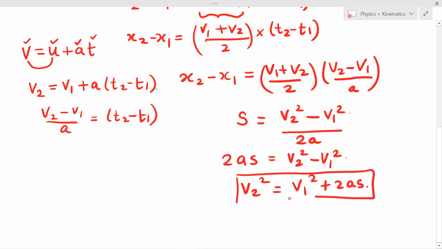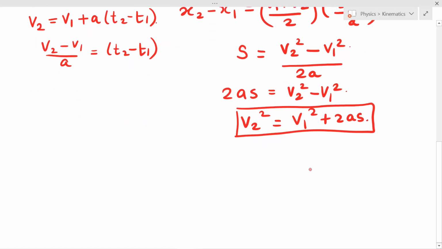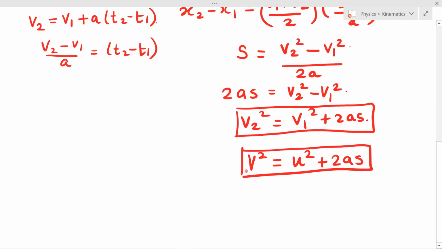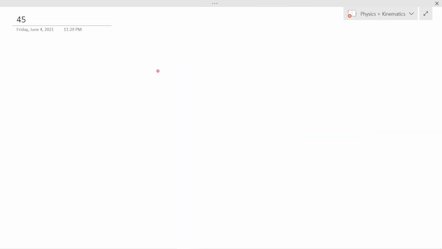This is the formula. And if v2 is v, that is the final velocity is v, and initial velocity is u, then it becomes v square is equal to u square plus 2as. We have proved this. Now let's see its graphical proof.